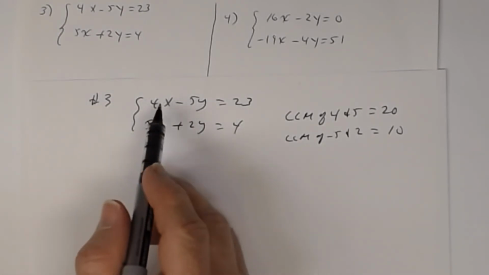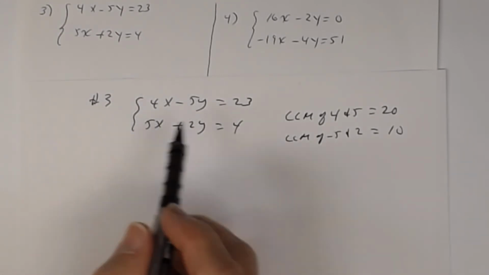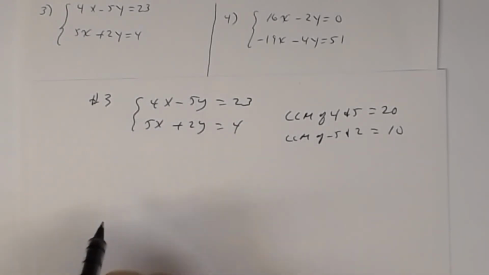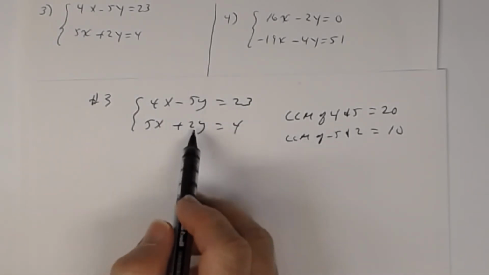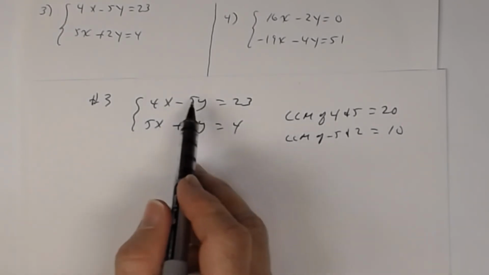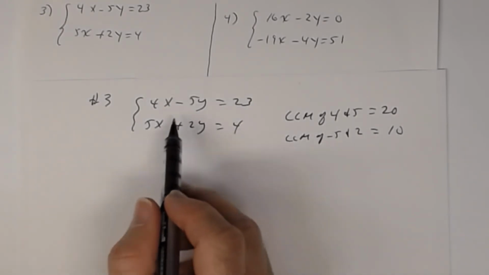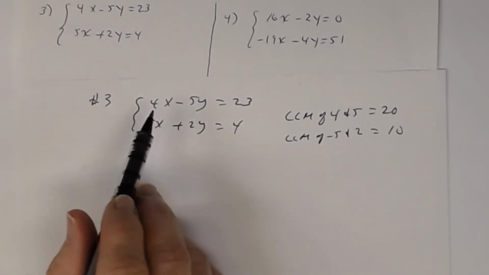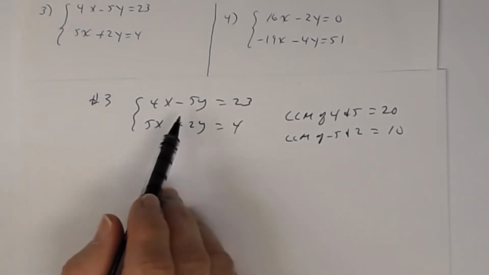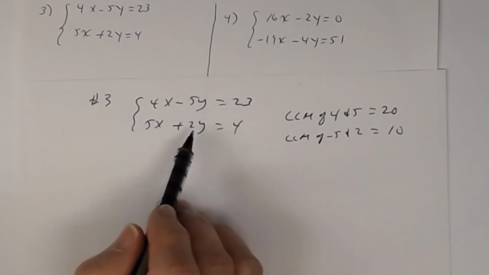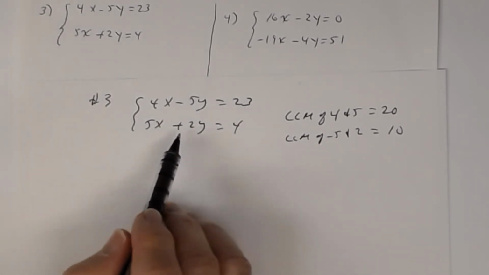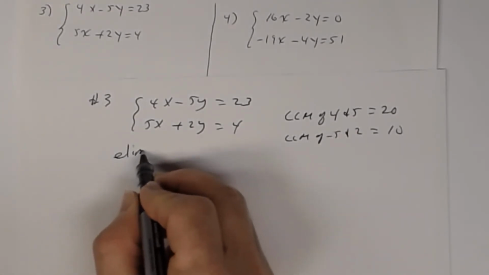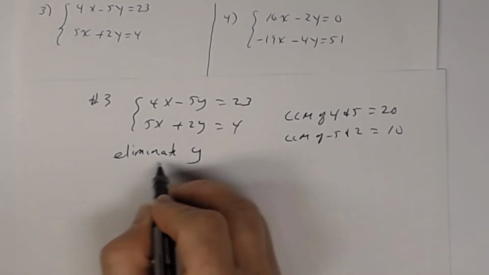Now you got to do two, because if you eliminate the x's, you got to get a 20 for the coefficients. 4 times 5, 5 times 4. If you eliminate the y's, you got to get a 10. Negative 5 times 2, 2 times 5, right? So you decide. It does not matter. But most students will navigate to the y's because one's already negative, one's already positive. And so that's what we're going to do. Let's go ahead and eliminate the y.